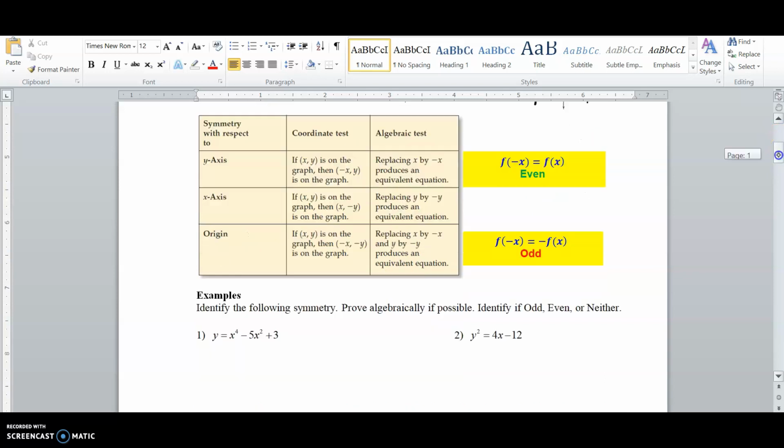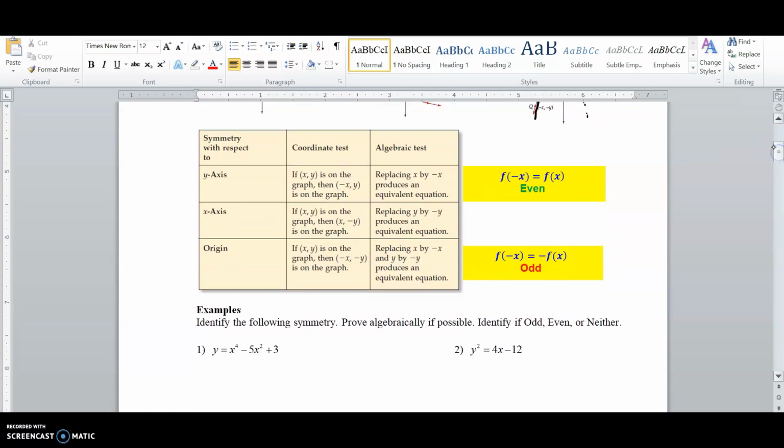All right, moving on, we also talk algebraically about what this looks like, and from the table you can see that if we want to test whether something has symmetry about the y-axis, we can look at it graphically, but if we don't have a graph, we can simply replace all of our x's with negative x's in our function. Another way of showing that is right here, f of negative x. What that's saying is, wherever we see an x, we plug in negative x.